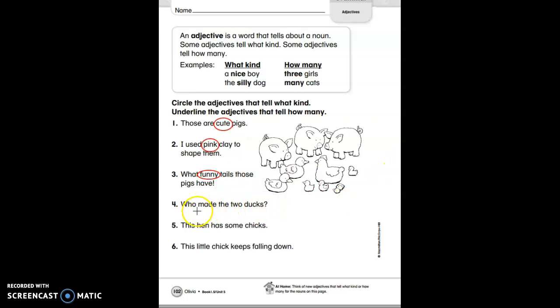Number 4. Who made the 2 ducks? What's our adjective in number 4? Two, because it's telling us how many ducks. Because it's a number, we're going to underline it.